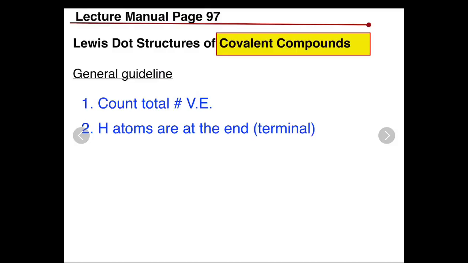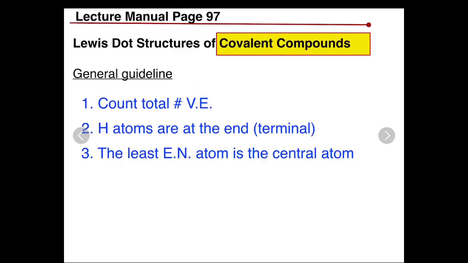The second one is that when you are seeing hydrogen, always put the hydrogen atom at the end or at the terminal. The reason for that is because hydrogen cannot have more than 2 electrons. Therefore, it will not be able to form multiple bonds. It's going to be able to form only one bond, because it can contain a maximum of only 2 electrons.